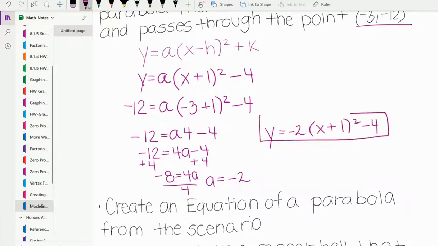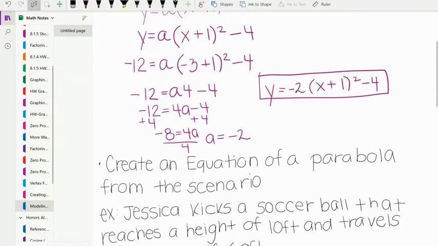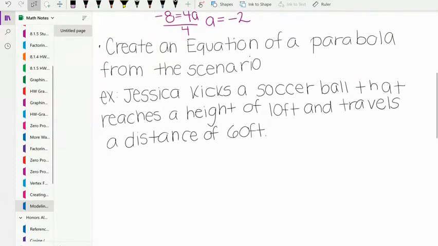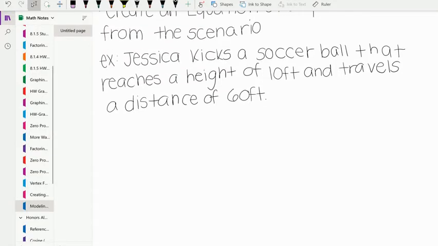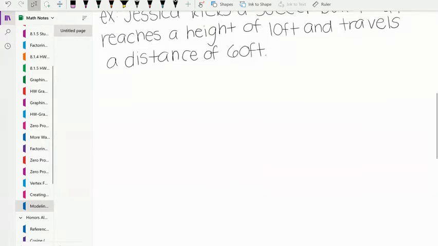All right, so we're actually going to be doing the same exact thing, but we're just going to be given a situation, so a word problem. So for this first one, we are going to create an equation of a parabola from the scenario. So our scenario that we have is Jessica kicks a soccer ball that reaches a height of 10 feet and travels a distance of 60 feet.